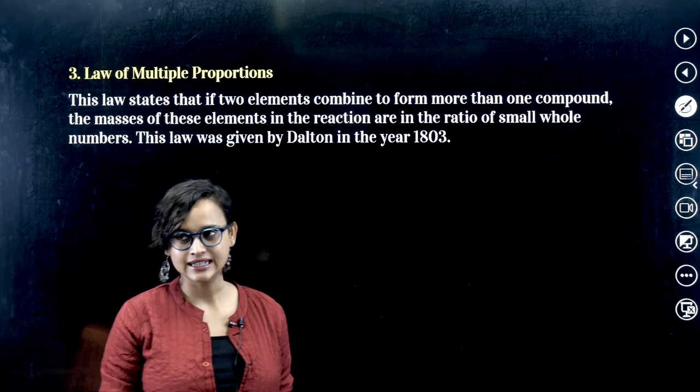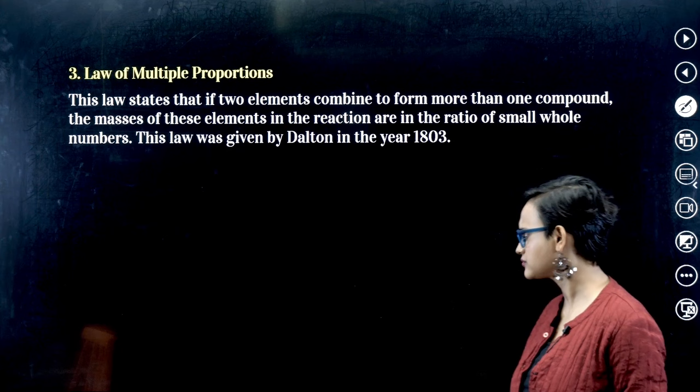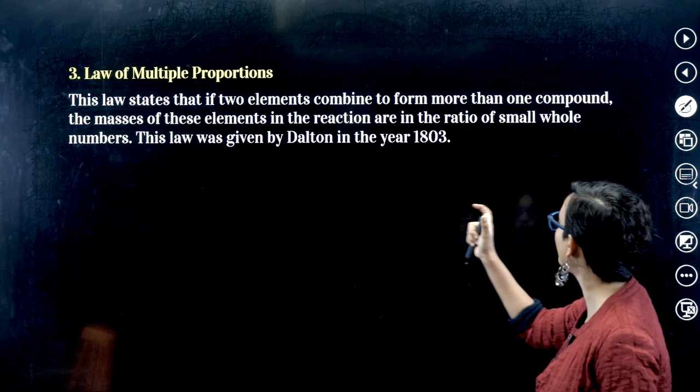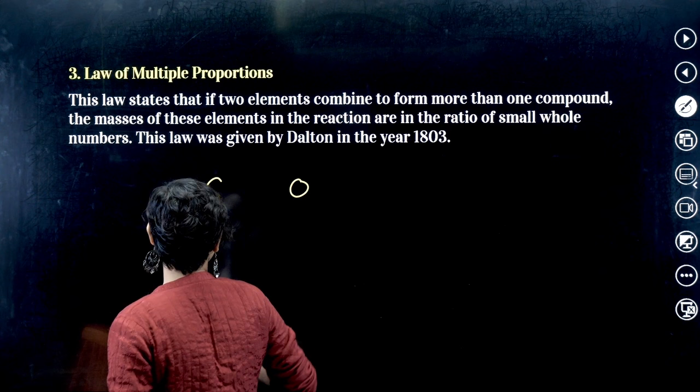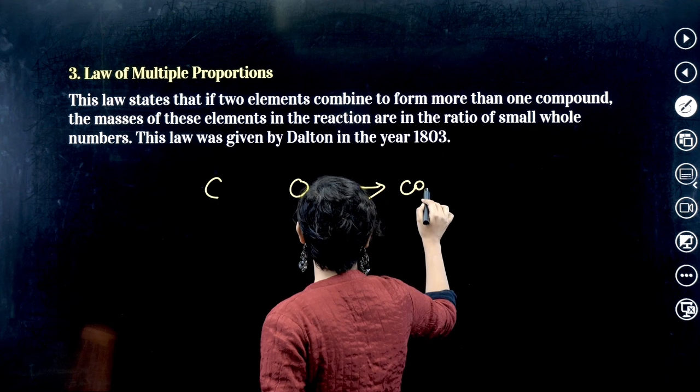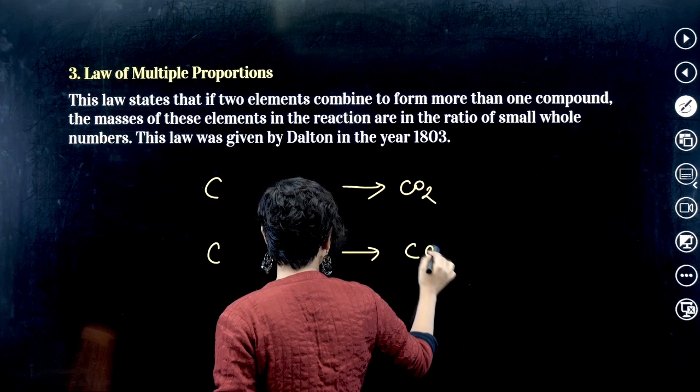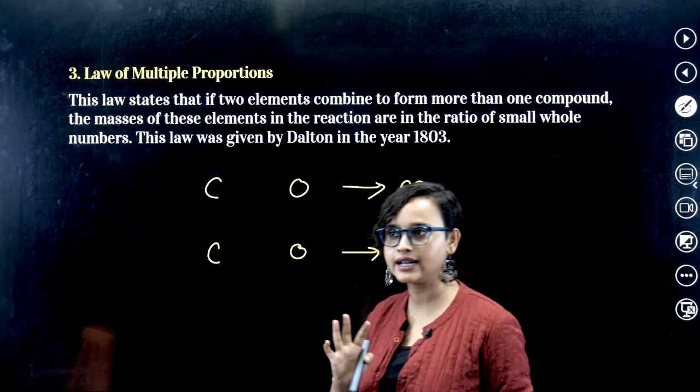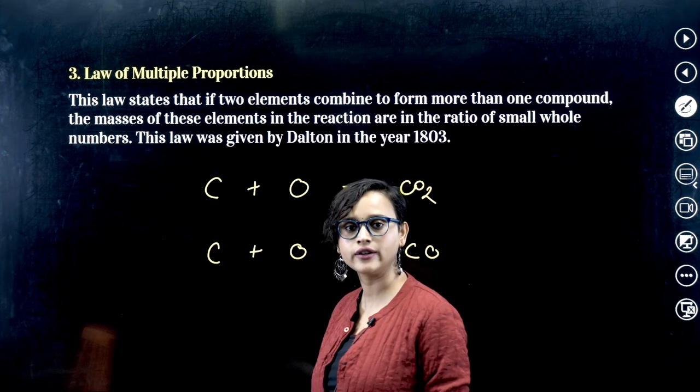Great. Now comes something called the law of multiple proportions. Let's understand. This law states that if two elements combine to form more than one compound, let's say carbon and oxygen, they can combine to form CO2. They can also combine to form carbon monoxide. The masses are in the ratio of small whole numbers. So C plus O can form CO2, and C plus O can form carbon monoxide, right?